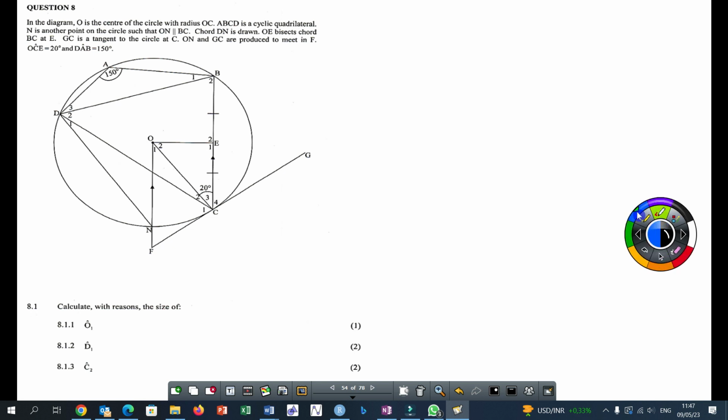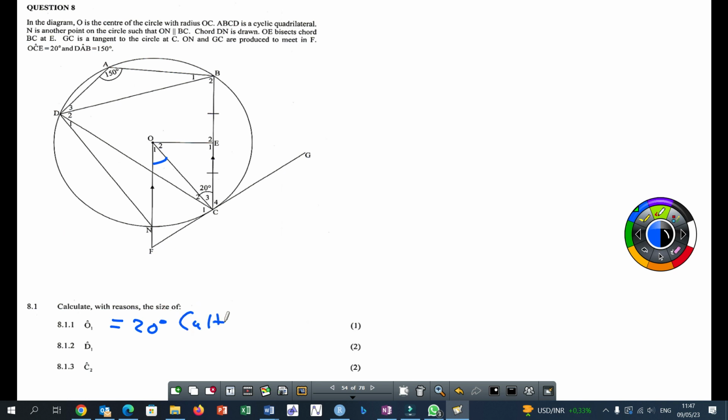The first question, you're supposed to find the size of O1. Now, O1 is an angle between a transversal OC. There is a transversal OC which connects two lines that are parallel. That is, OF is parallel to BC. Therefore, O1 is going to be equal to 20 degrees.